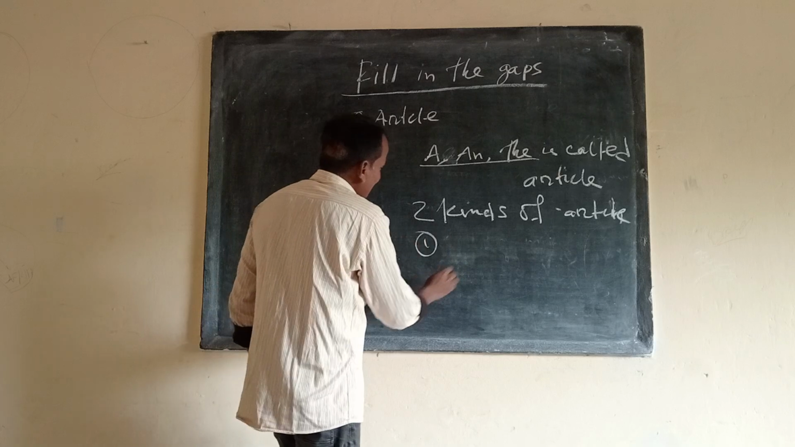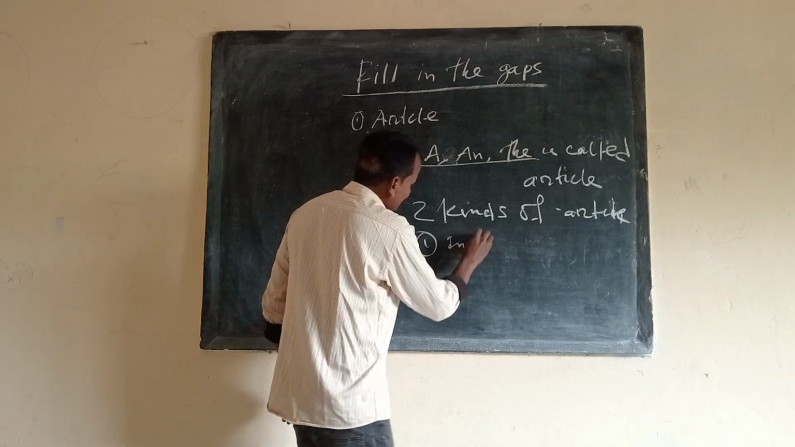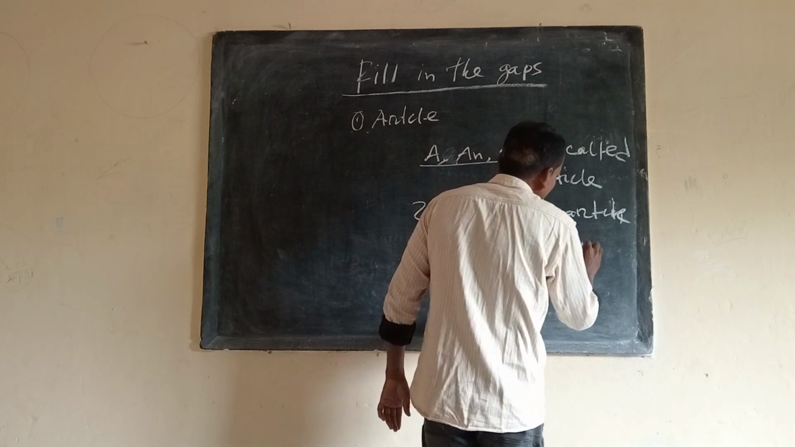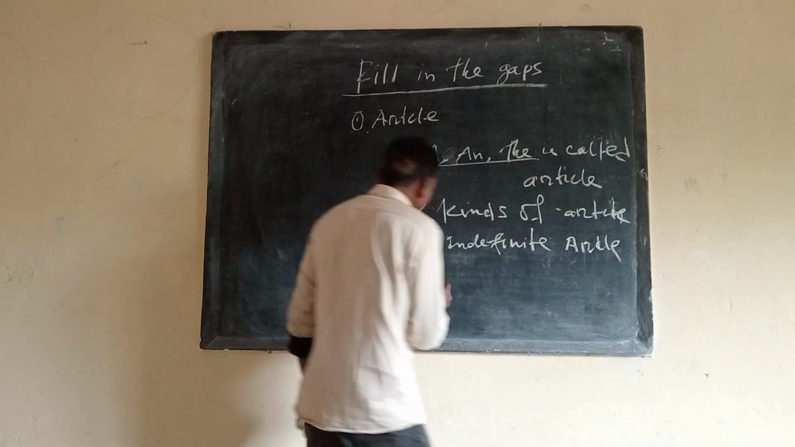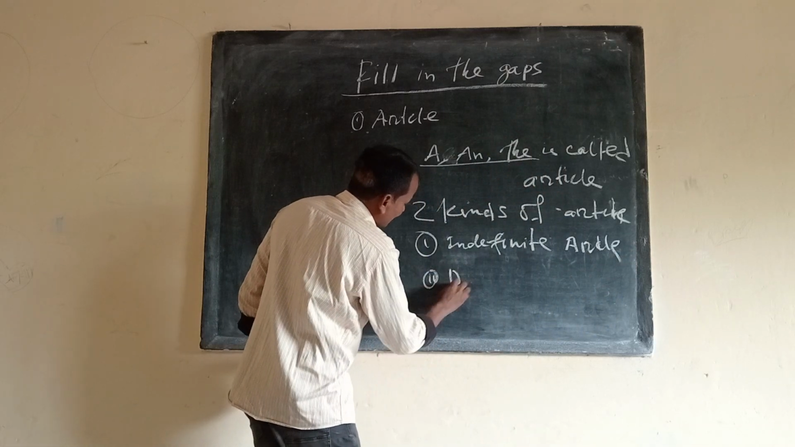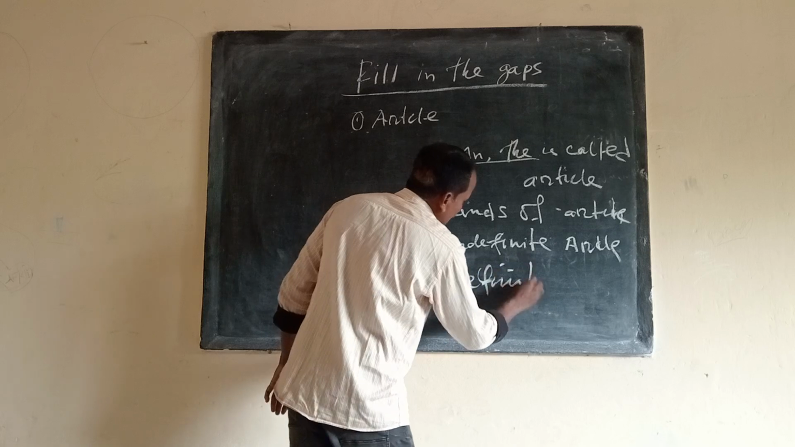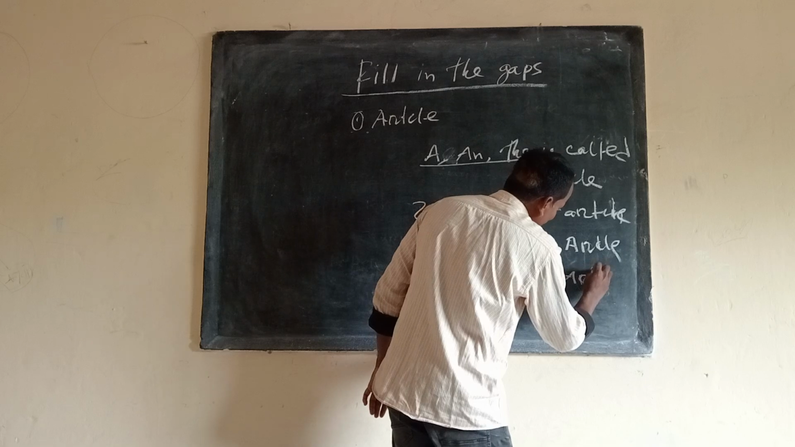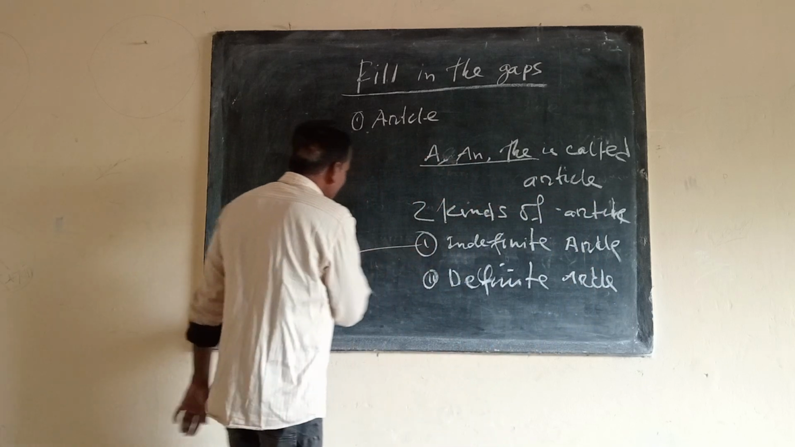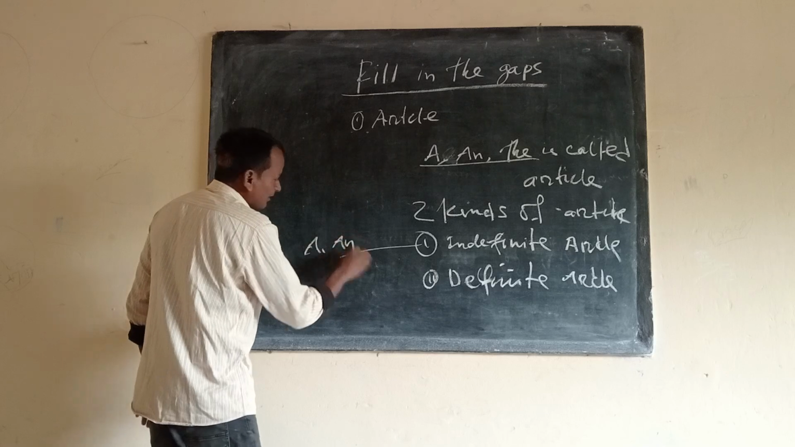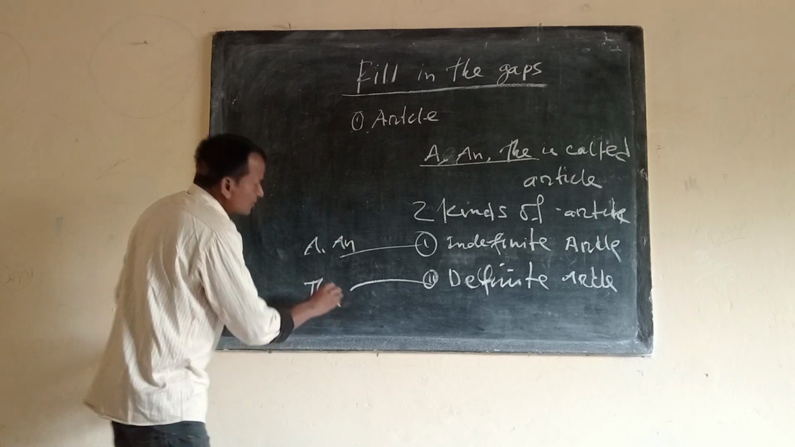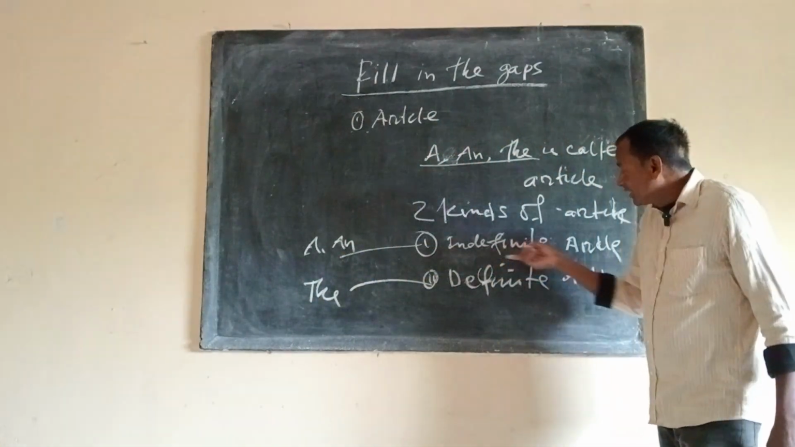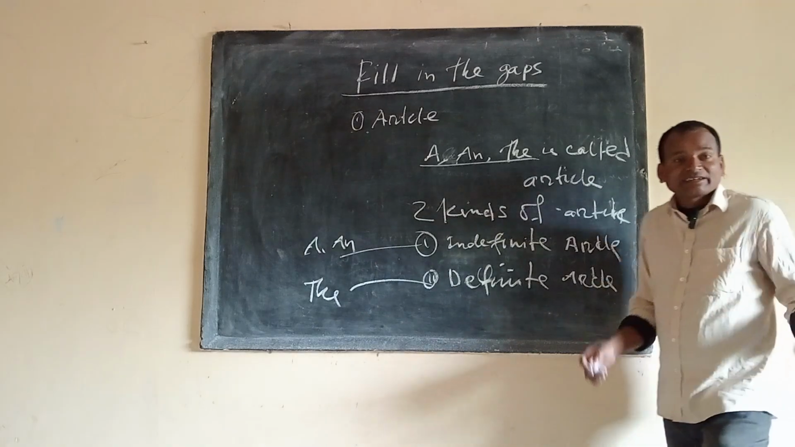Number one is indefinite article, and the other one is definite article. These two kinds of article we see from our studies. So indefinite article is A and N, and definite article is D. What is called indefinite article and what is called definite article?